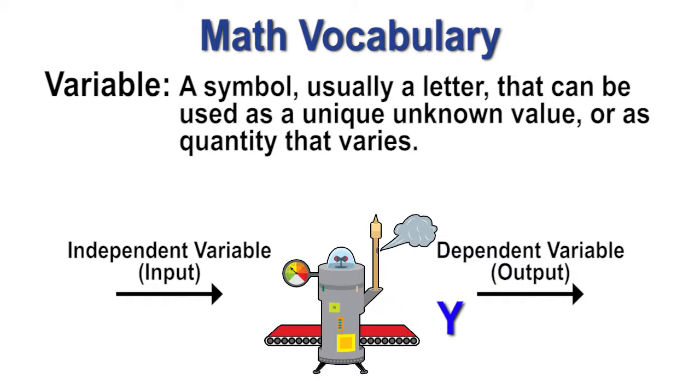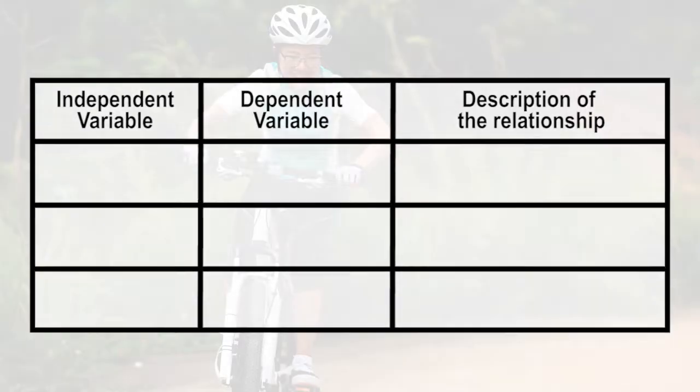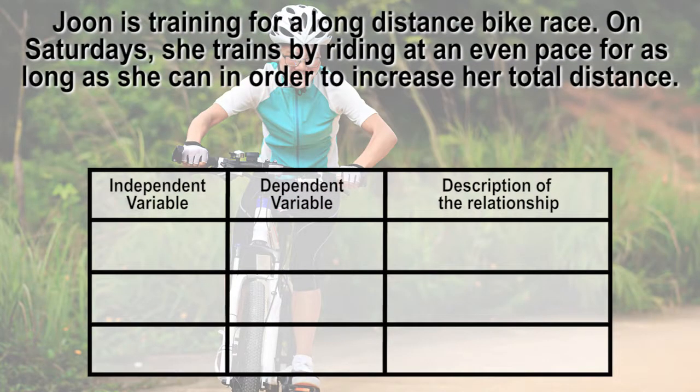To help understand the relationship between the two variables, we can create a three-column table. We'll label the first column independent variable, the second column dependent variable, and the third column description of the relationship. Let's look at the following scenario to determine the independent and dependent variables.